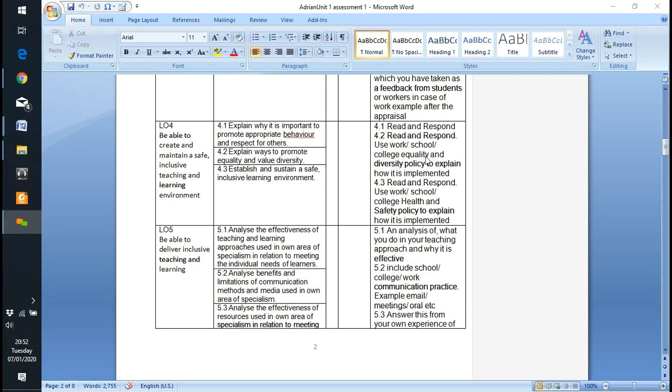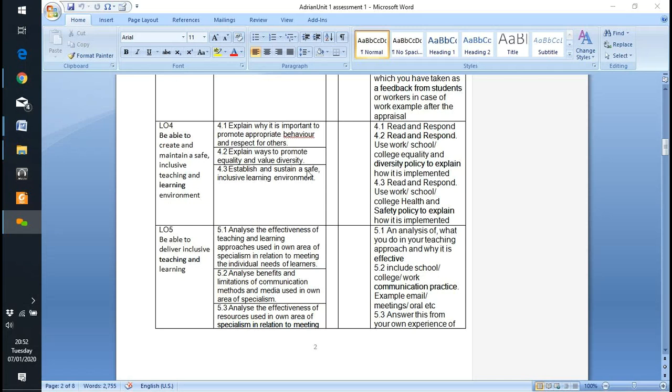Yeah, you'll have the college or school will have an equality and diversity policy and really just the explanation of how that's actually implemented, yeah. Okay. And then 4.3 is read and respond, use work and school, college, health and safety policy to explain how this is implemented, yeah, all the way through.